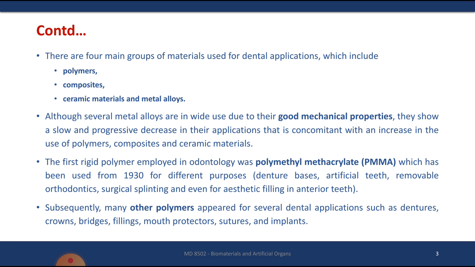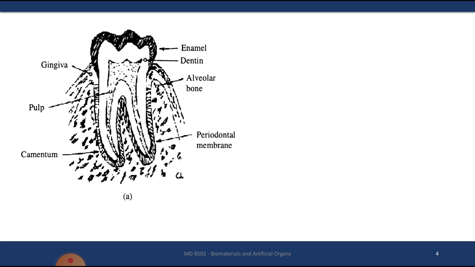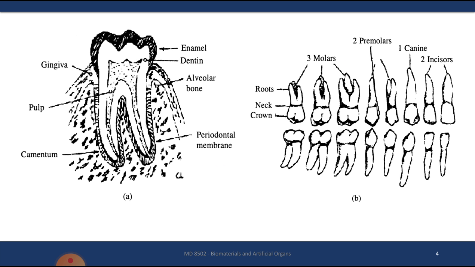Next, moving on to the structure of the teeth. So these are the normal layers and the different parts of the teeth, like gingiva, enamel, dentin, alveolar bone, pulp, cementum and periodontal membrane. And then there are different shapes of the human teeth. We have the roots, neck, crown, molars, premolars, canine and incisors. So these are the different layers and the shapes of the normal teeth.